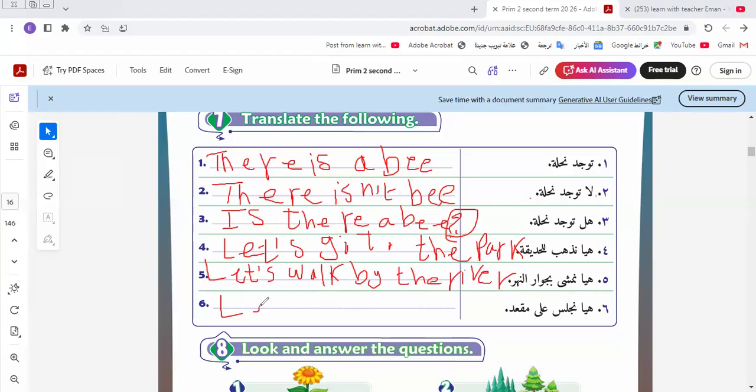Let's sit on the beach. On the beach. Let's sit on the beach.